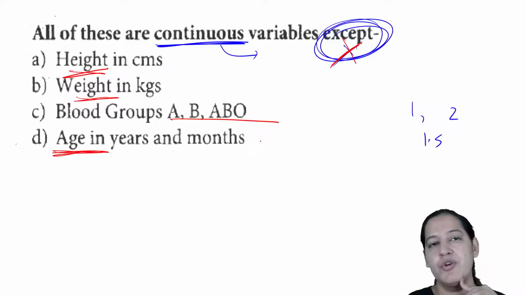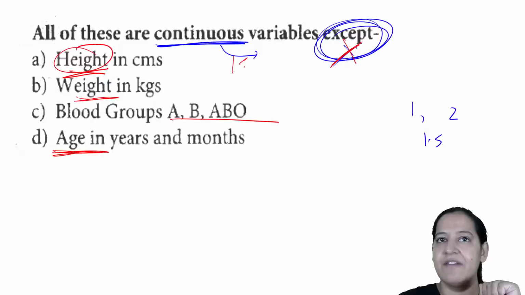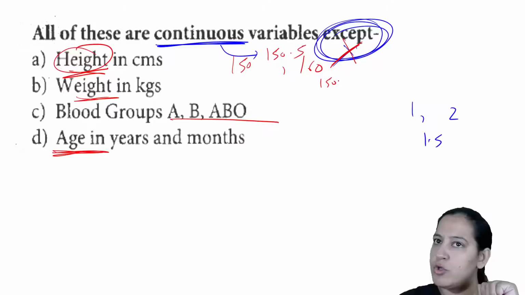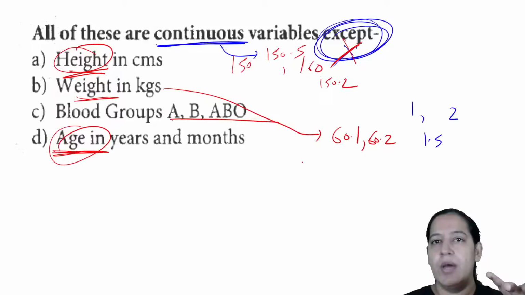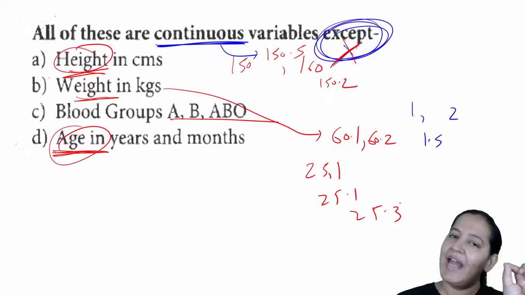Yes, correct answer here is C. In blood group, in-between things are not possible. Your height can be 150 also, 160 also. Your height can be 150.5 also, 150.2 also. So continuous is possible. Weight, it can be 60.1, 60.2, 60.3, everything is possible. So again, it is continuous. Age, your age can be 25 years, 1 month, 25.1, 25.2, 25.3, anything can be there.